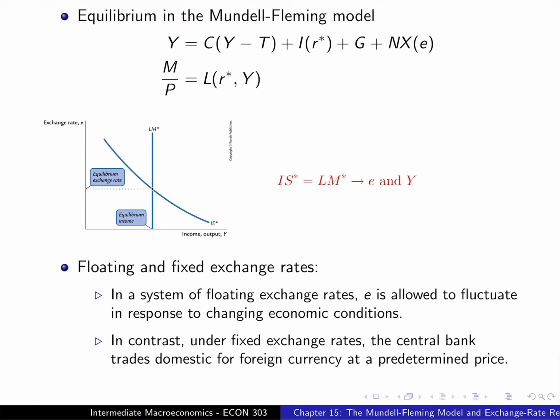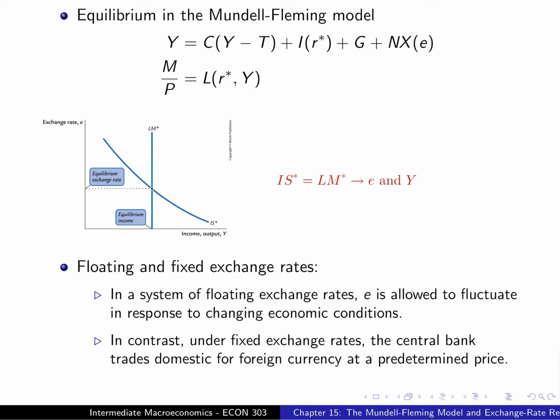Equilibrium in the Mundell-Fleming model. In the Mundell-Fleming model, for a small open economy, equilibrium occurs when both the goods market and the money market are in balance. The equilibrium conditions are given by Y equals consumption, a function of Y minus T, plus investment, a function of R star, plus G plus NX, a function of E. That is goods market equilibrium. And M over P equals liquidity, a function of R star, and Y. That is money market equilibrium.